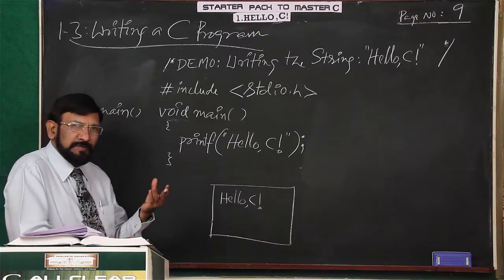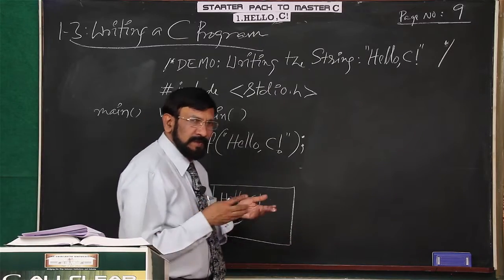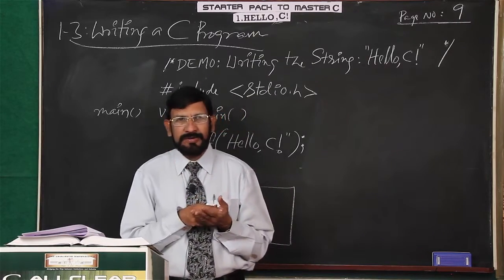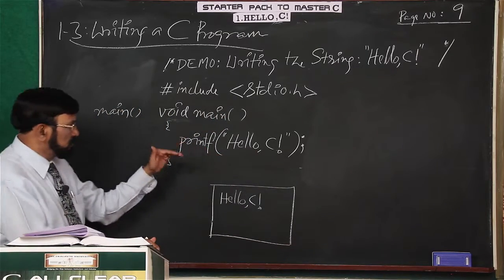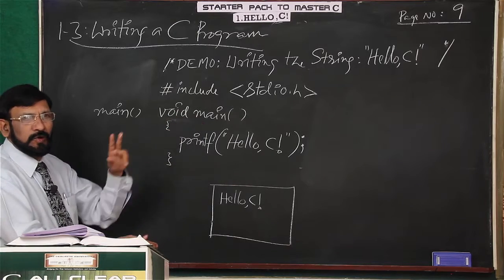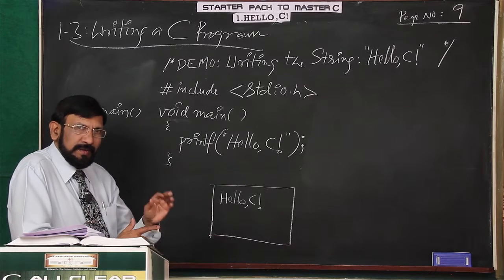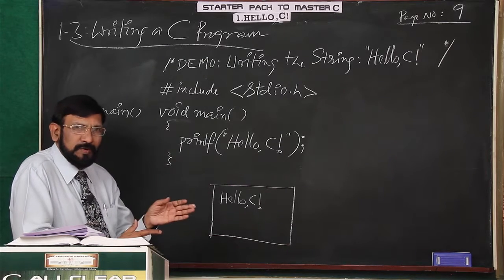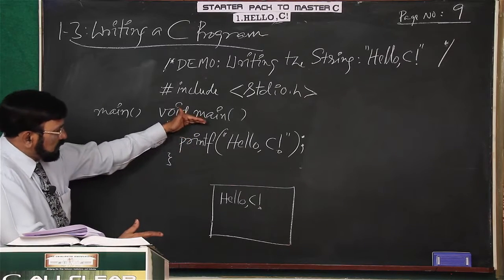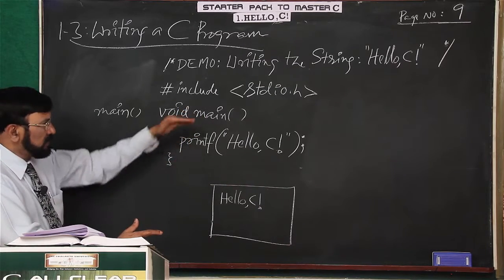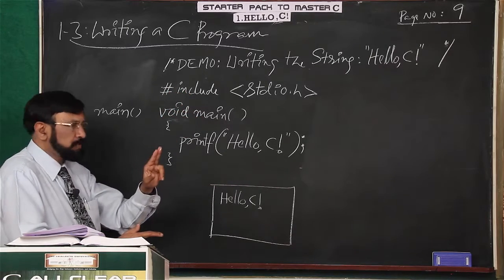Actually, what is the specialty of the main? Main is a manager. Without a manager, there will be no office. In the same way, without the main function, there will be no C program. Understand? And the program execution starts from the main. So main has two specialties. One is, without main, there will be no C program. Number two is, program execution starts from the main. It is like an entry point of the program. Those are the only two specialties.